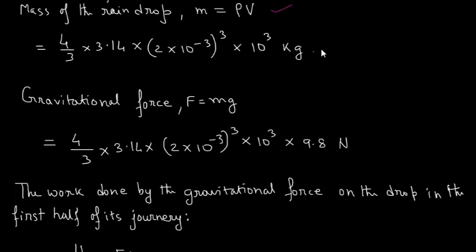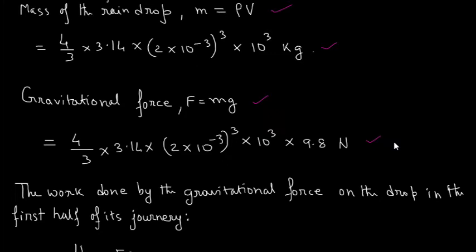Putting the values, we get 4 by 3 multiplied by 3.14 multiplied by 2 multiplied by 10 to the power minus 3, whole cubed, multiplied by 10 to the power 3 kg. Gravitational force F is equal to mg. Putting the values, we get 4 by 3 multiplied by 3.14 multiplied by (2 multiplied by 10 to the power minus 3) to the power 3 multiplied by 10 to the power 3 multiplied by 9.8 Newton.